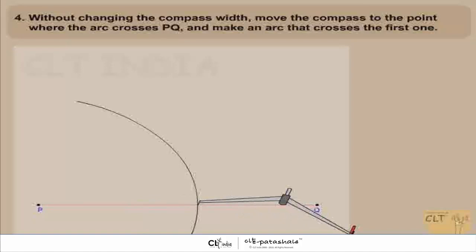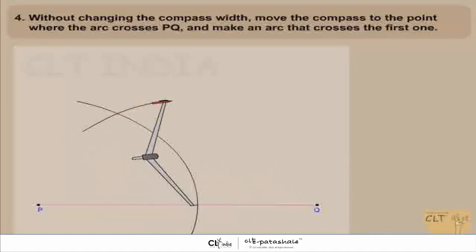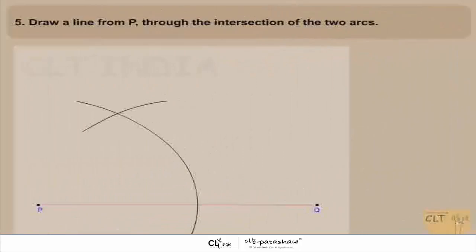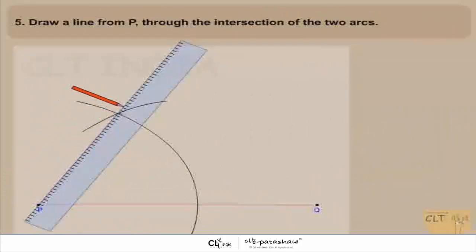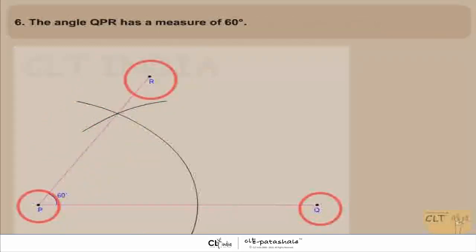Without changing the compass width, move the compass to the point where the arc crosses PQ and make an arc that crosses the first one. Now draw a line from P through the intersection of the two arcs. The angle QPR has a measure of 60 degrees.